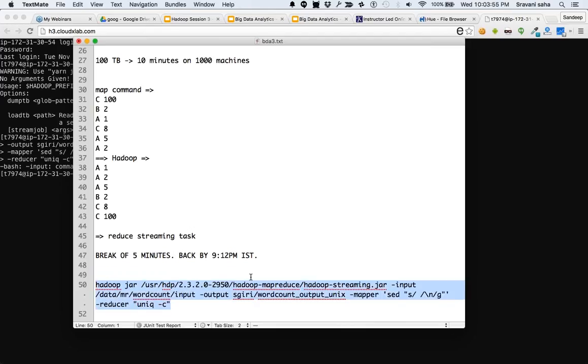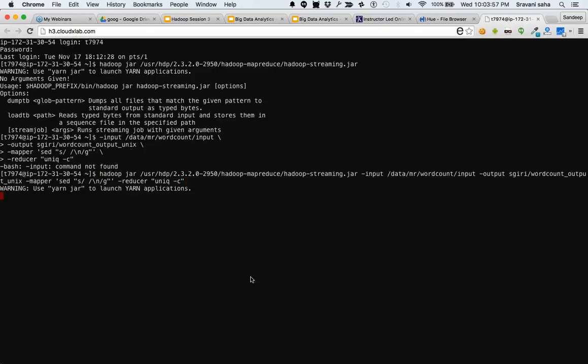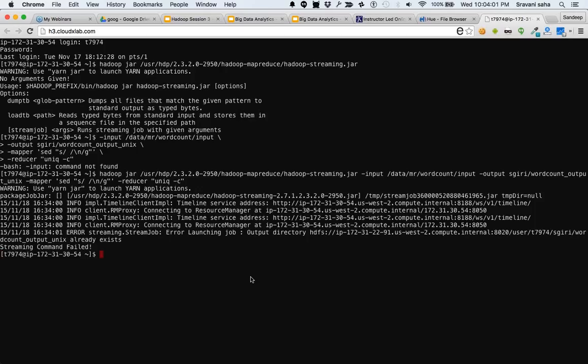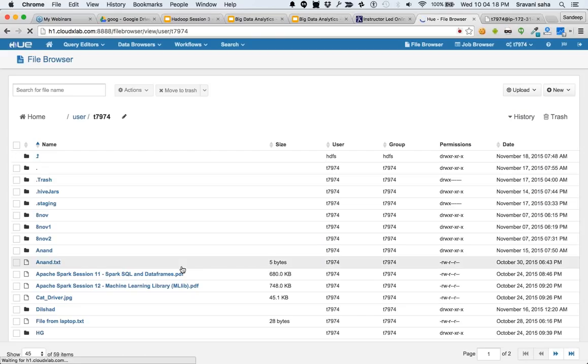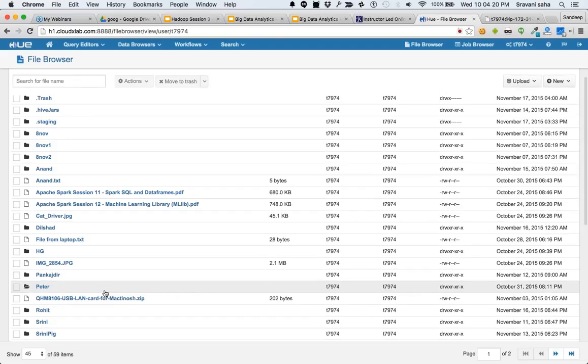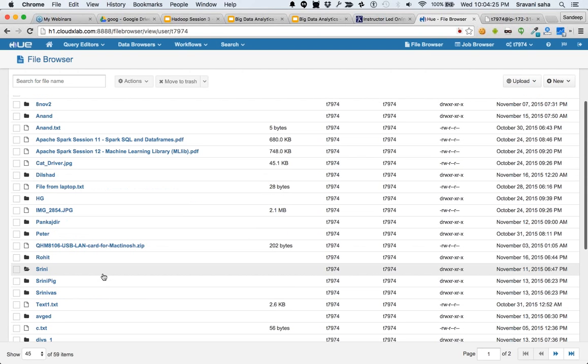Alright, now we are trying to run a MapReduce command. It says that the output folder exists. This folder, where we are trying to store the data, already exists. If I click on home, this is my home folder. If I specify a path without a slash, it means I'm providing a relative path to the home.